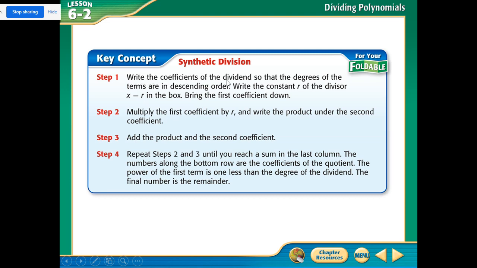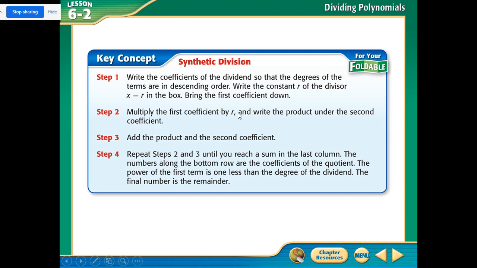So first we're going to write the coefficients of the dividend so that the degrees of the terms are in descending order. So you're going to write the x squared term first, then the x term, the linear term, and then the constant term, just the number. Write the constant r of the divisor, x minus r, in the box, bring the first coefficient down. All of this makes no sense to you, I'm sure, right now when I just read that. So let me go through these and then I'm going to show you in action. It'll make a lot more sense. It's actually pretty easy once you do that.